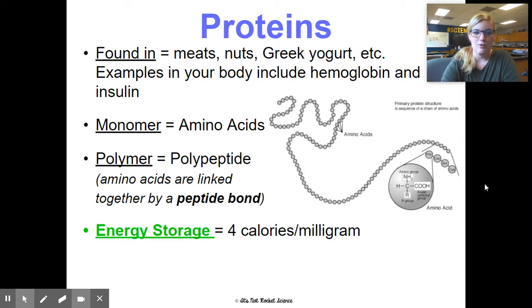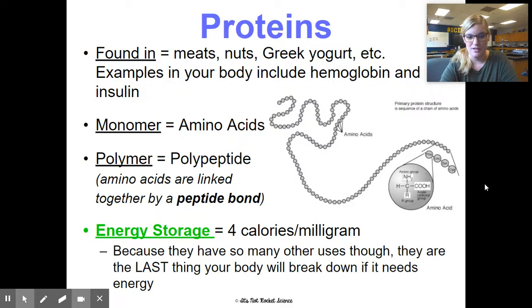And they store about 4 calories per milligram, which you'll remember are carbs as well. But they have so many other uses that proteins are actually the last thing your body's going to break down if it needs energy. So you could eat like a 50-pound steak, but your body is going to put as much of that protein to use doing all these other functions in your body before it even thinks about touching them for energy.